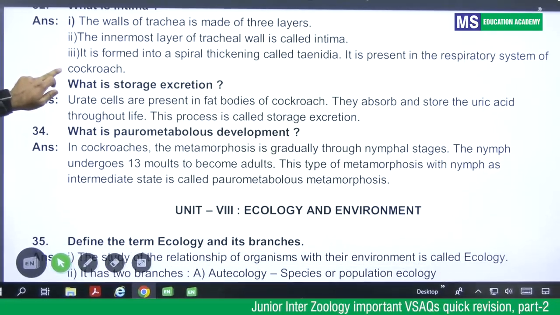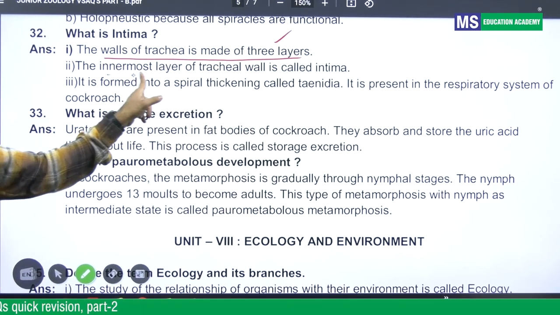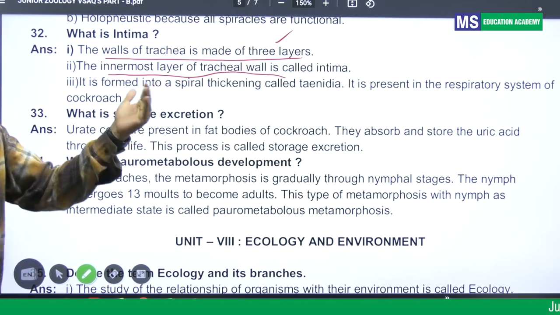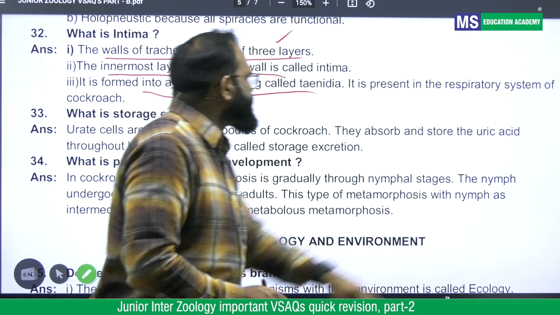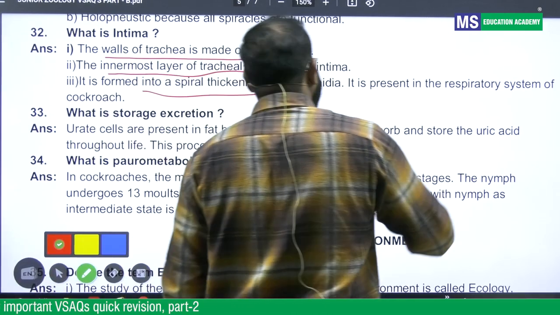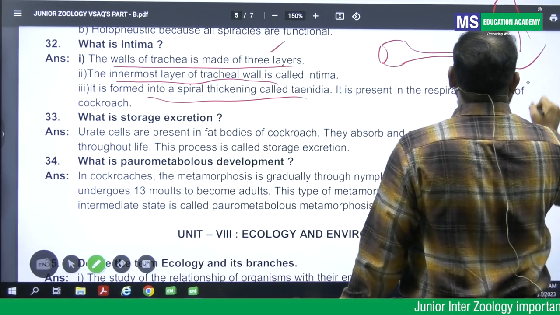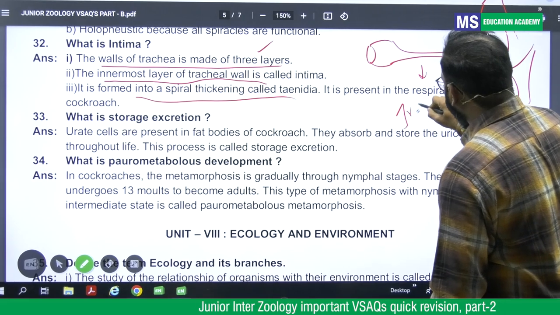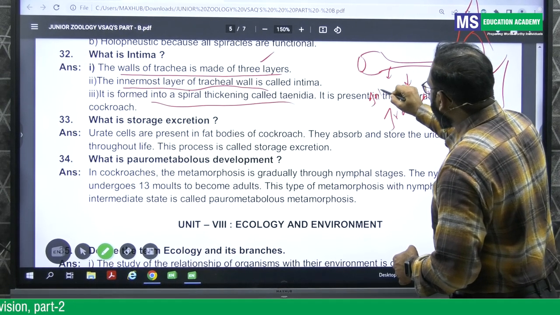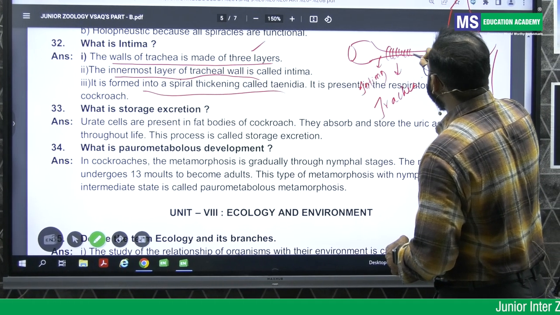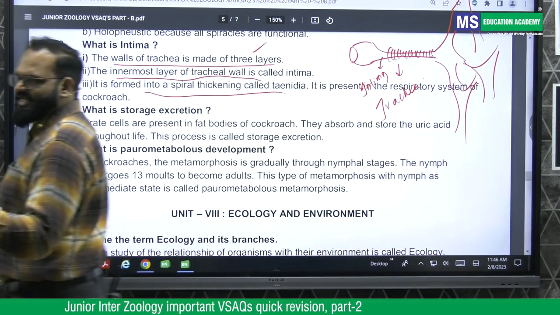Another important question which is frequently asked. What is intima? The wall of trachea is made up of 3 layers. The innermost layer of trachea is called intima. It forms the spiral thickenings called taenidia. It is present in the respiratory system of cockroach. So you know the respiratory system of cockroach, students. Let us imagine this is a trachea. The wall of the trachea is made up of 3 layers. The innermost layer is called intima, and this intima forms these spiral ring-like structures called taenidia, which give support to the trachea.